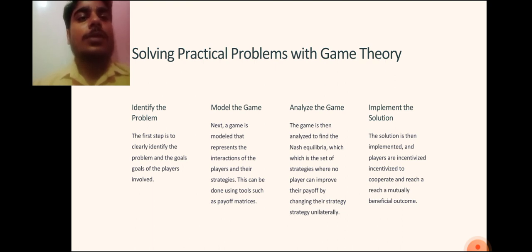Modeling the game provides a representation of the interaction between the players and their strategies, and it helps to define strategies and payoffs in a matrix. After modeling the game, we are going to discuss analyzing the game, which is very important. Through the game analysis, we find Nash equilibria, which is a set of strategies where no player can improve their payoff by changing their strategy unilaterally.